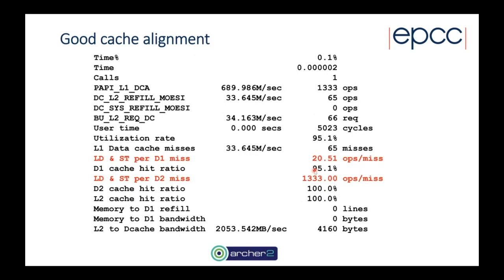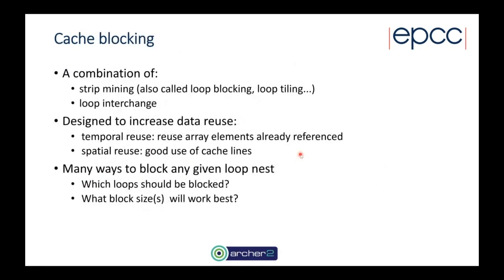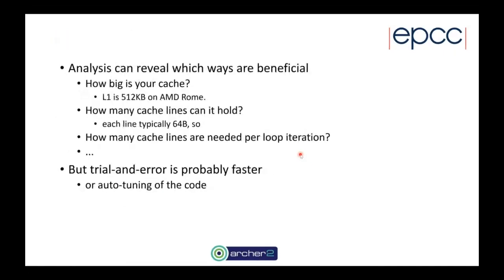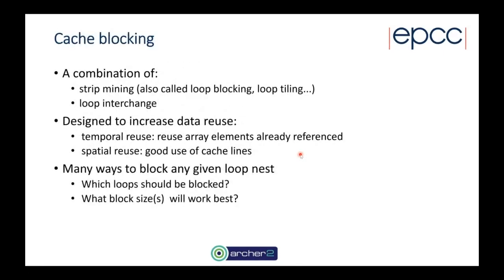Whereas we can alter our code and get good cache alignment, and we can go up to something like 95% or higher. Then we can see our ops per miss going up and our performance improving from those kind of things. And there are ways we can do this. So actually, this is quite a big topic, and I want to give attendees a break now, but there are ways we can do this.